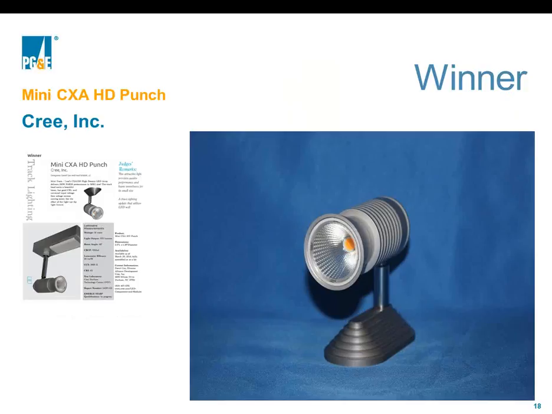Moving on to track lighting, accent lighting. One of the ones that surfaced up to the top was Cree's Mini CXA HD punch fixture track head. And this one, obviously LED solution, actually comes in at about 16 watts, which is pretty good. And it actually packs a very good punch. You can get about 100 watts, like a traditional conventional PAR38 100 watt, in this very small MR16 size. So a lot of lumens for a very small package.